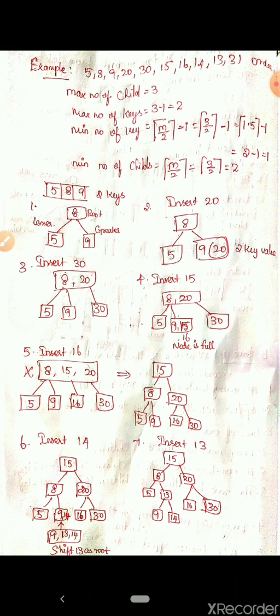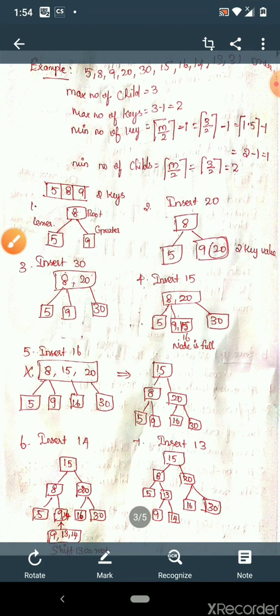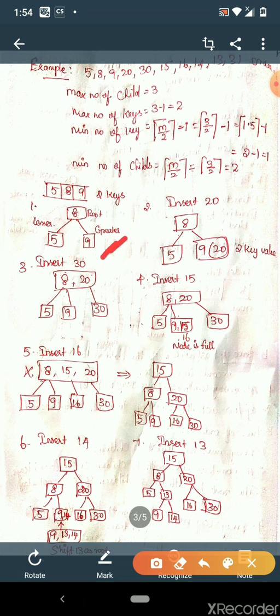Next step, you're going to insert 20. So where am I going to insert? So here I'm going to insert in 9, in this right side node. So I have inserted 20 here. So you should have maximum 2 key values. So next you are going to insert 30. So you cannot insert 30 here. So you are going to do again a split up.